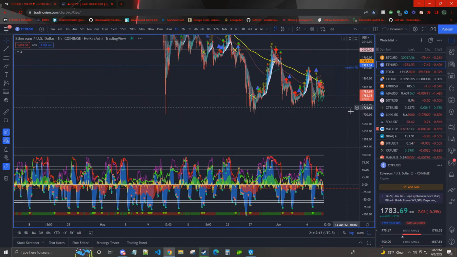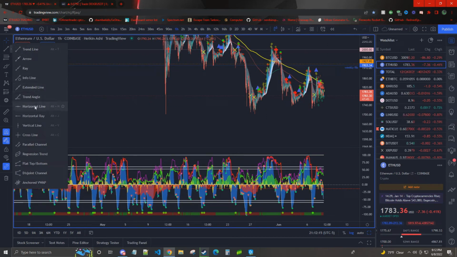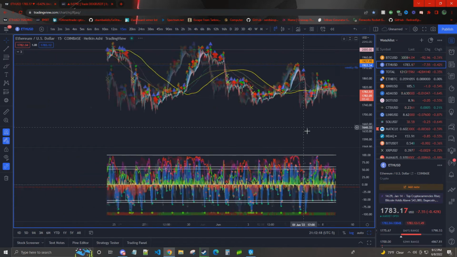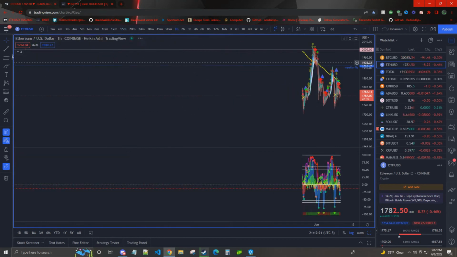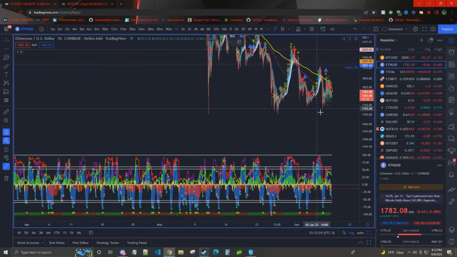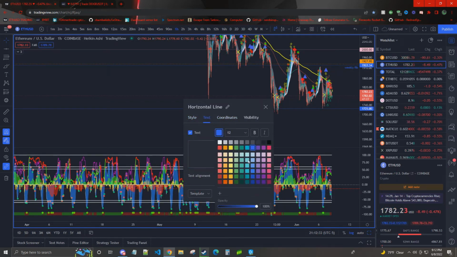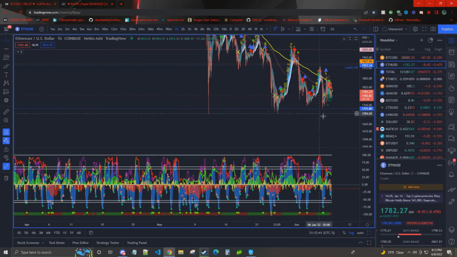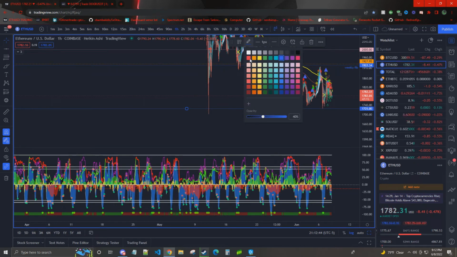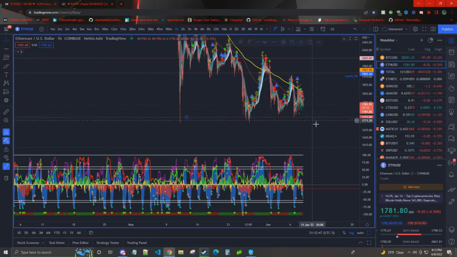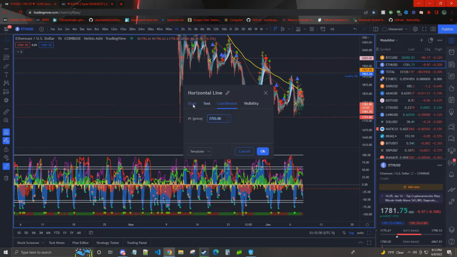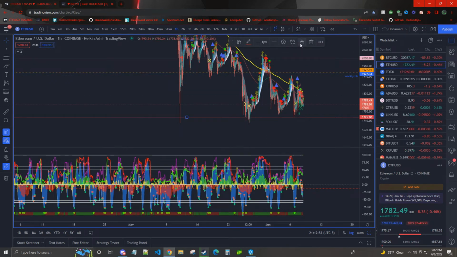Actually, the 1725, I don't know why it's not showing up right now. Maybe it's on a lower time frame or something. Nope. Okay, well, 1725 actually isn't a weekly fib. 1725 on Ethereum is actually the bottom of the last bear market, or I don't want to say bear market. There we go. 1725. All right, lock that in place.